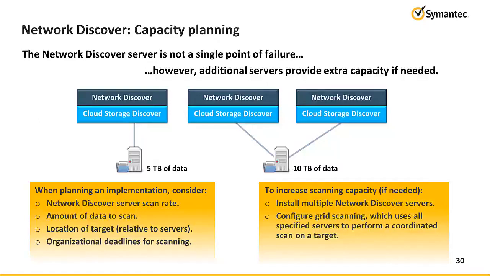In the 2-server example, the customer would configure a single Network Discover target to use both detection servers to scan the repository. This is called grid scanning. The 2 scans depicted in this figure should finish in roughly the same amount of time, assuming that network bandwidth, latency, target repository type, and other scan details are equal.